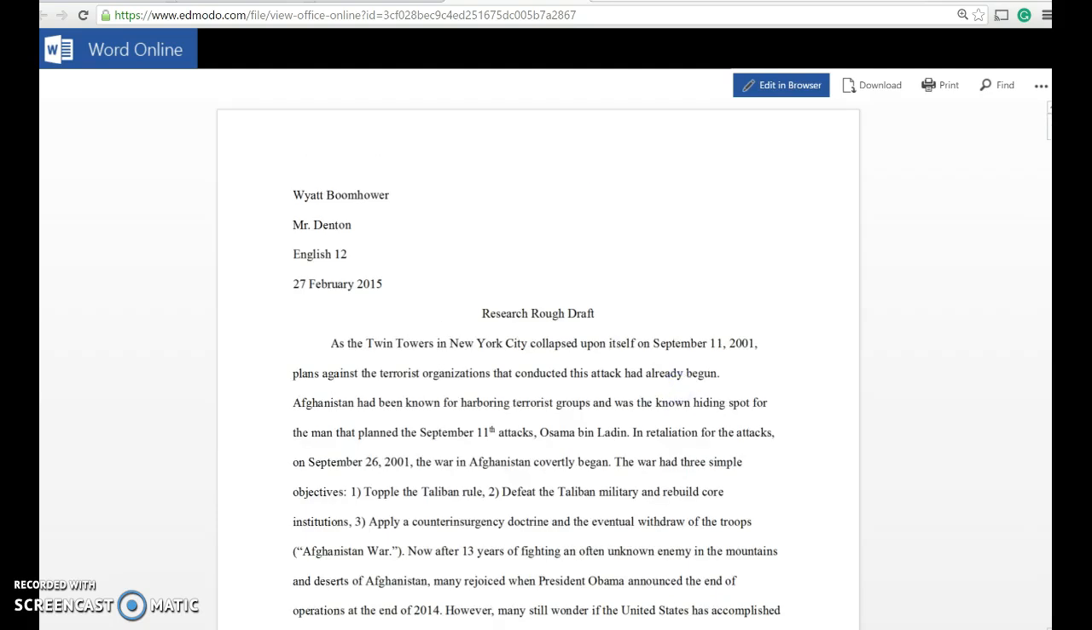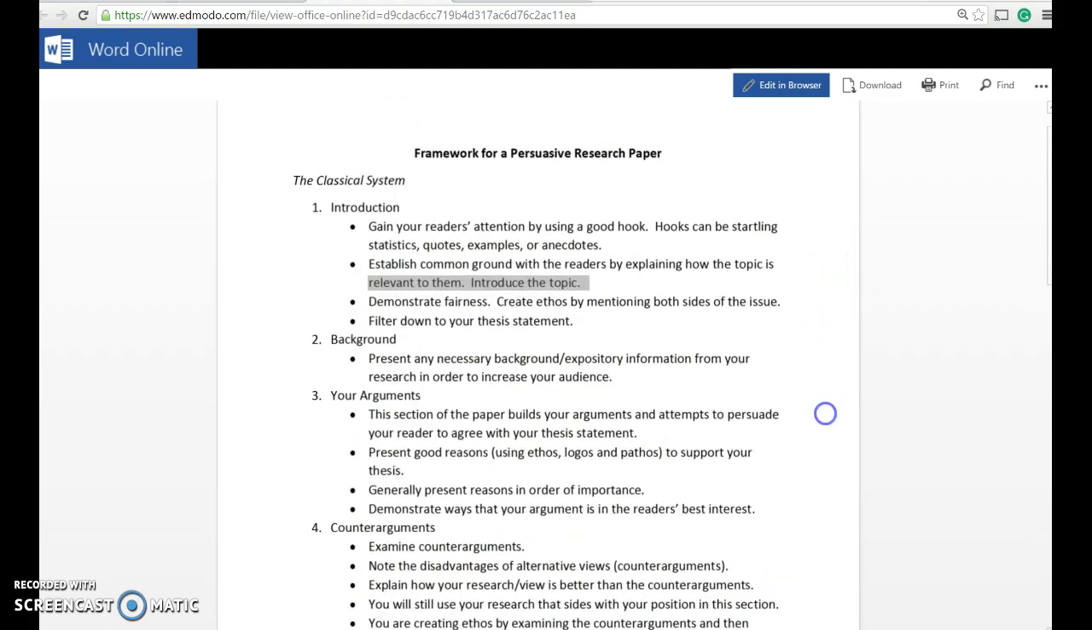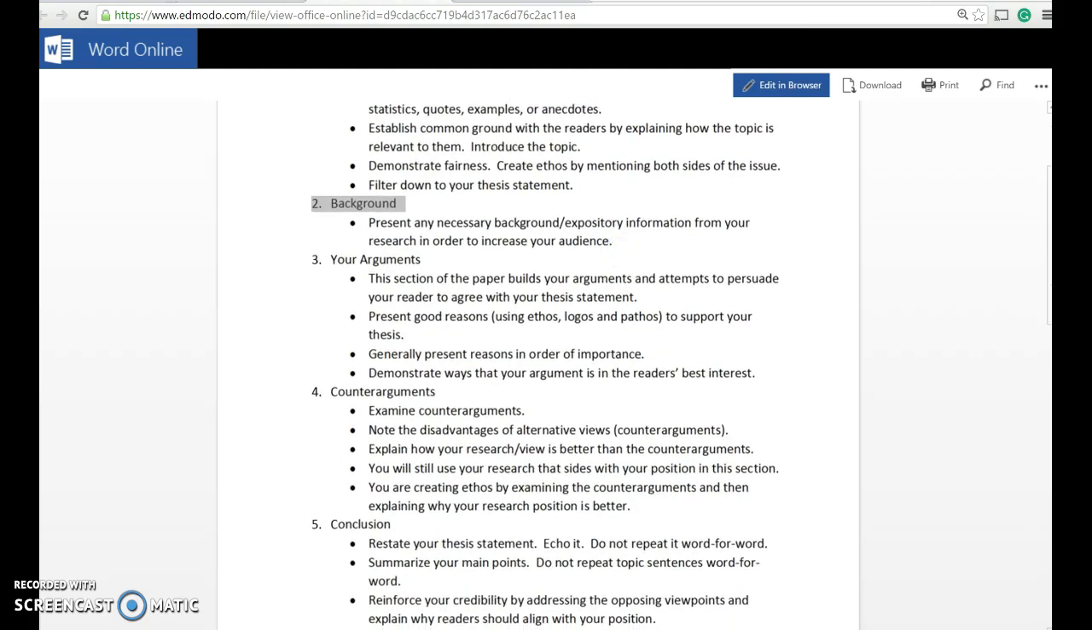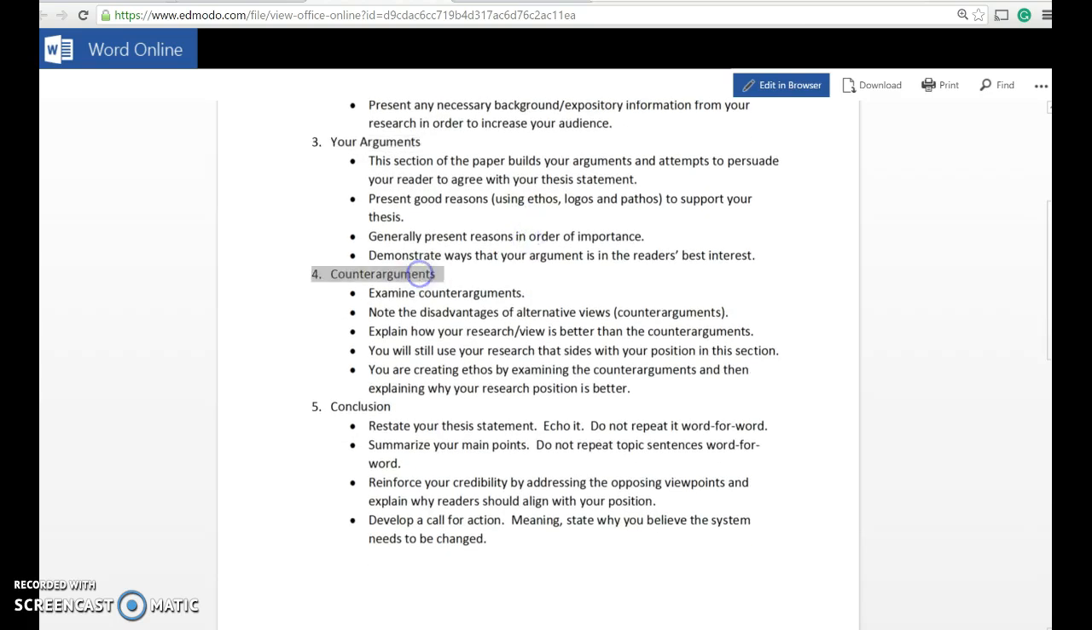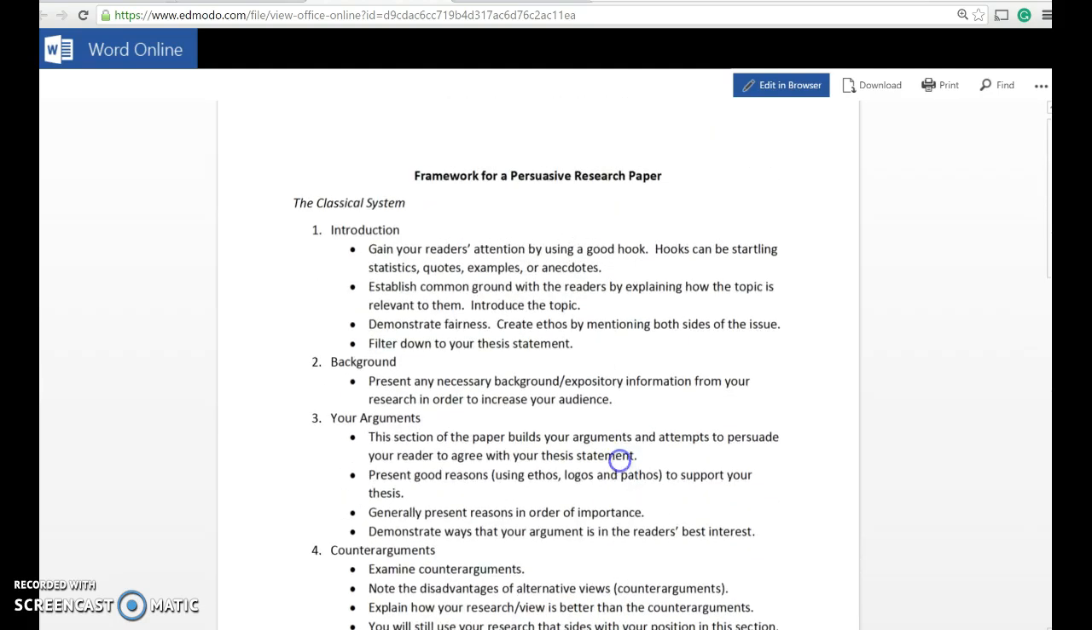With that said, I'm also pulling up the framework for a persuasive research paper. If you follow this broad framework, these are the major sections of your research paper. Remember, with the classical system, you have your introduction, and after that you get into your body by providing background information, your arguments, examining counter arguments, and then wrapping it up with a nicely written conclusion.